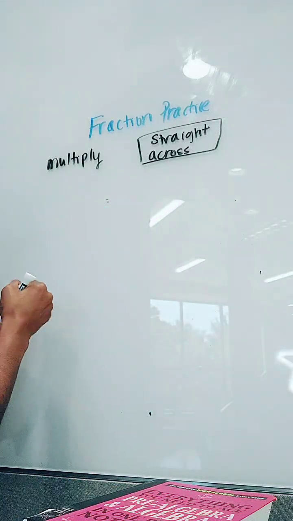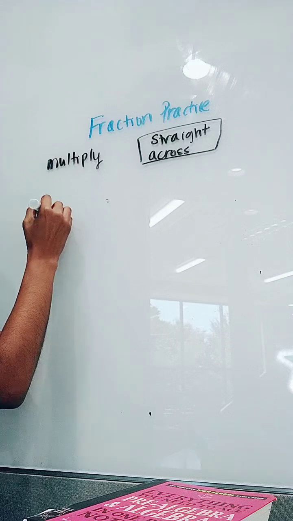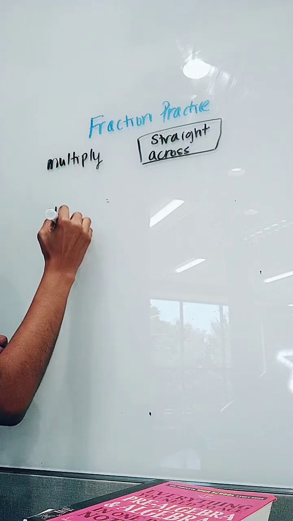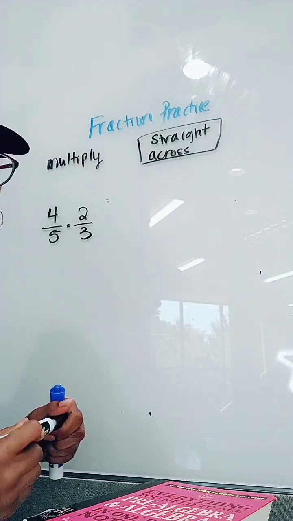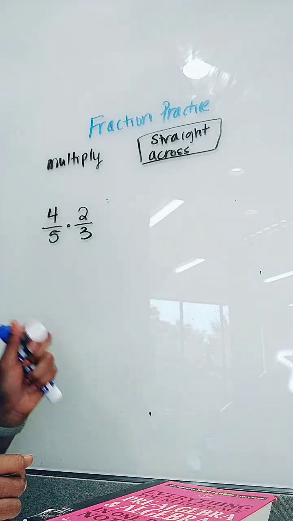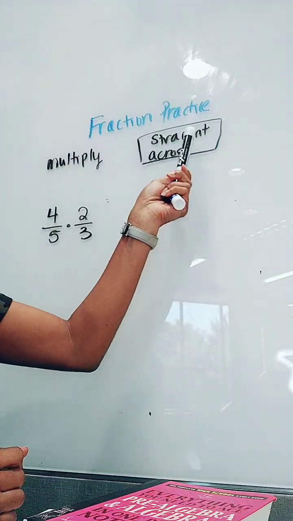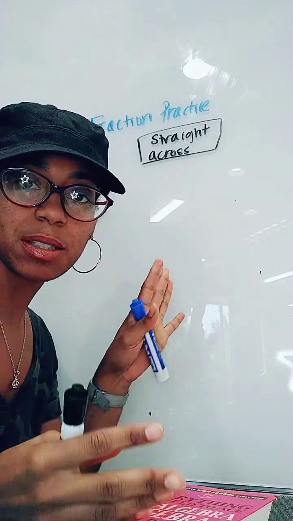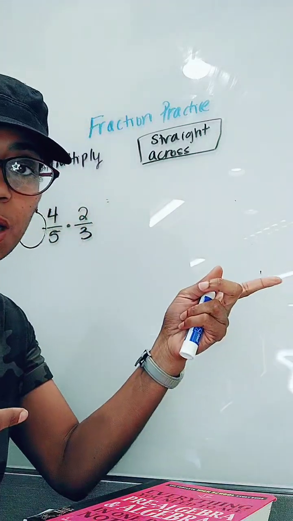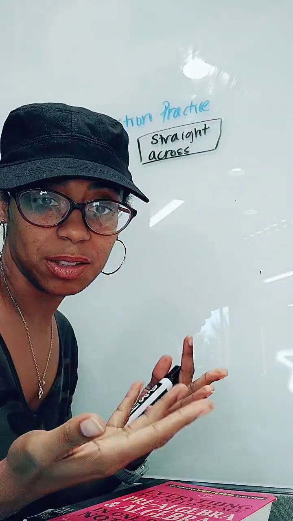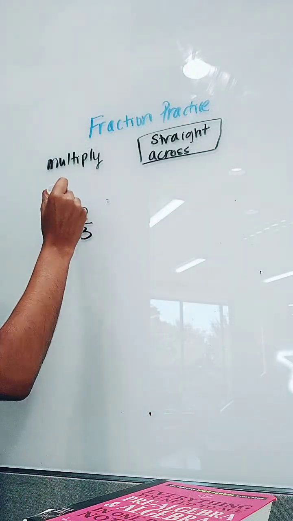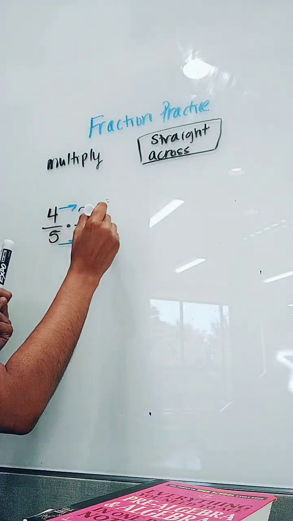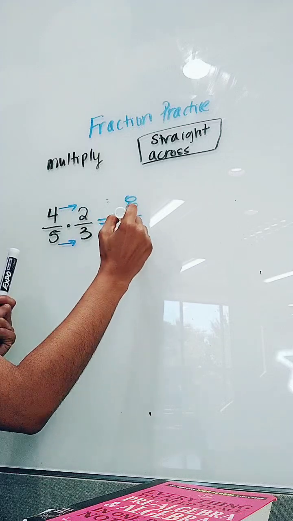So let's say we have 4/5 times 2/3. Okay, 4/5 times 2/3. Remember, whenever I multiply fractions, it's going to be straight across. So multiplying fractions, no problem. Multiply the top, multiply the bottom. I think about the song, the Macarena, right? So you're going to once again multiply straight across, 4 times 2, and then 5 times 3. When I do that, I get 8/15.